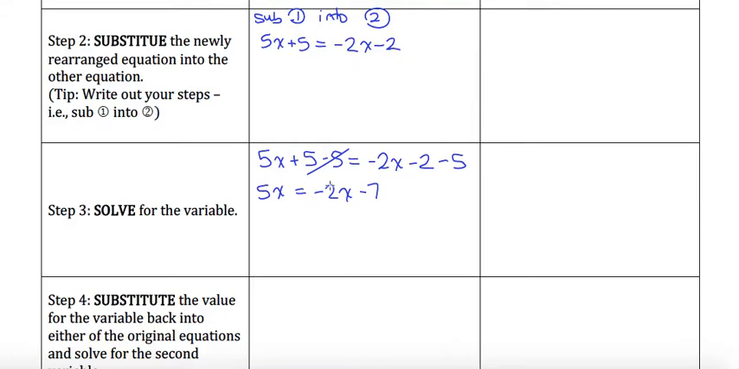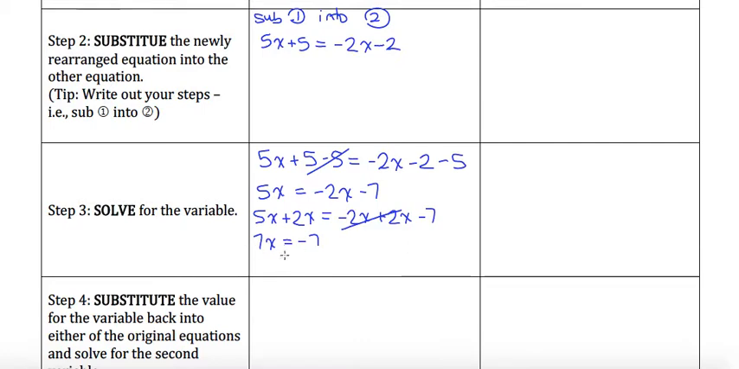So now I want to move my 2x over. In order to move my 2x over, I need to add it to both sides. So 5x plus 2x is equal to negative 2x plus 2x minus 7. That way it eliminates it from the right-hand side. 5x plus 2x equals 7x, and that is equal to negative 7.